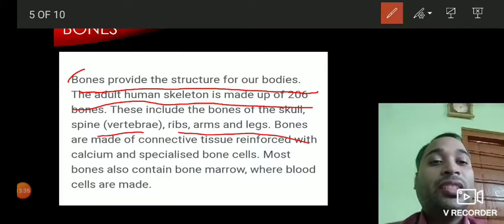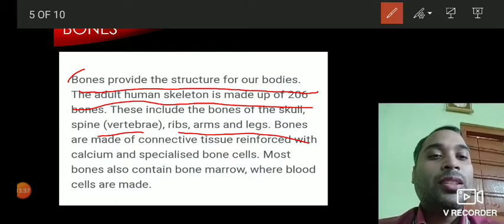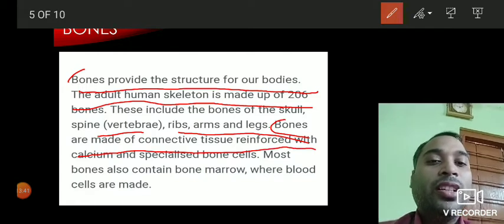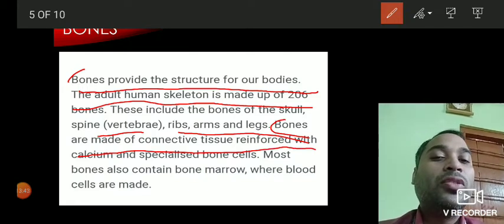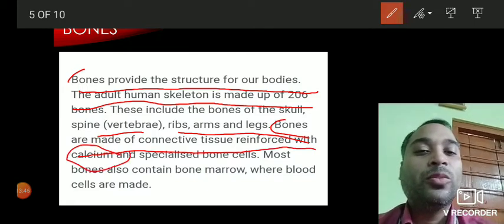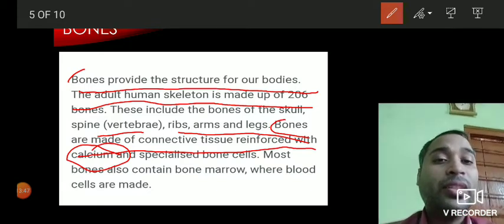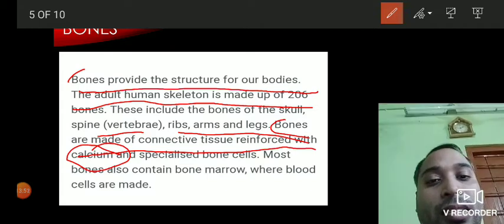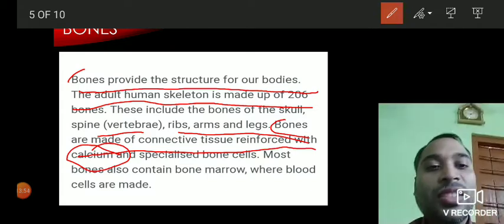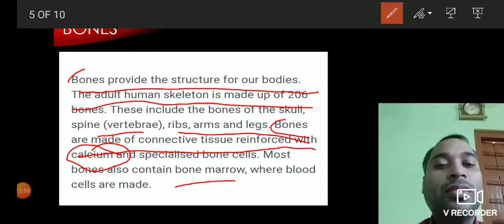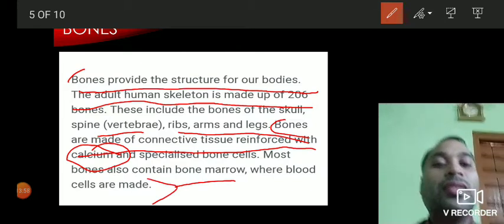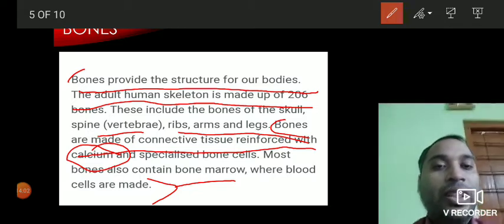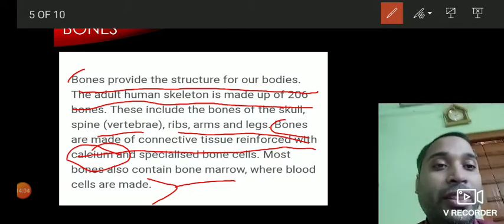So bones are made of connective tissue. They are basically made up of connective tissue reinforced with calcium and specialized bone cells. Calcium is very important for bones. You can again underline this, this is the mineral which is required for healthy growth of bones. Bones also contain bone marrow where blood cells are made. So these are some important points. Please mark them, or rather write them down, in your copy.